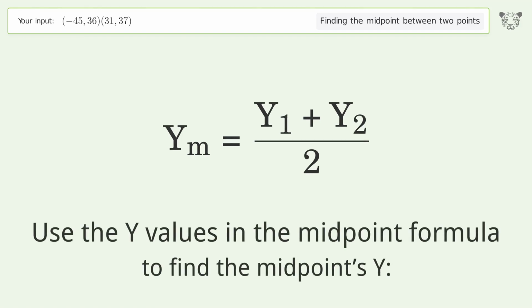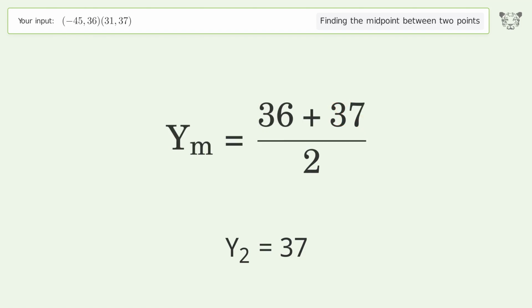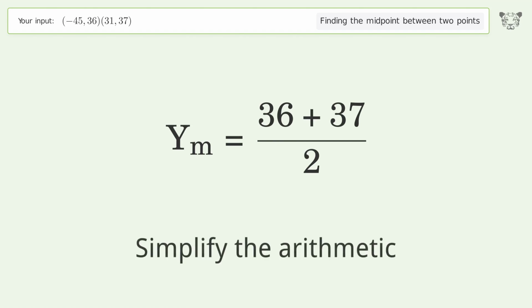Use the y values in the midpoint formula to find the midpoint's y. y1 equals 36. y2 equals 37. Simplify the arithmetic.